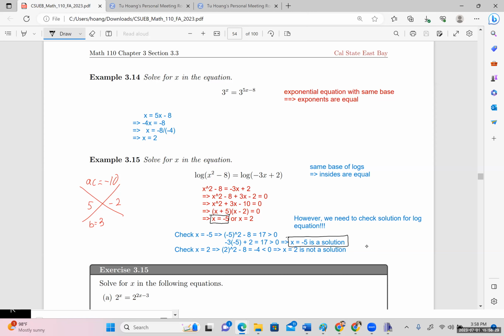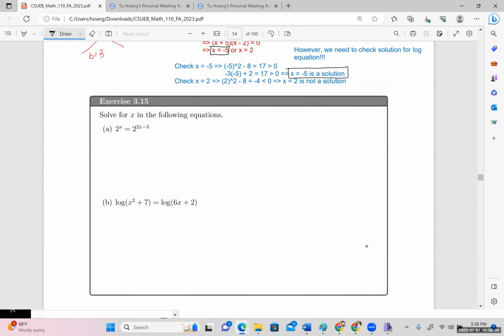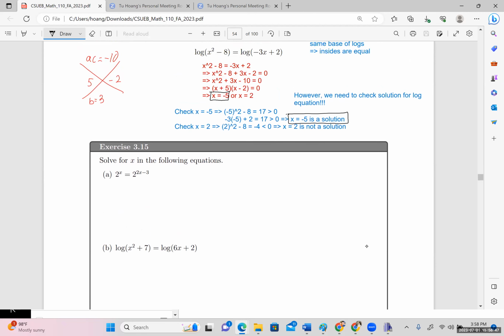So I will go ahead and let you work on exercise 3.15. And the answer key for the first one is x equal to 3. And for this one, I'm going to say x equal to 1 or 5.